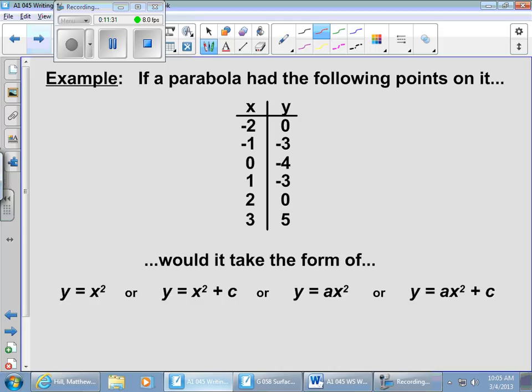Let's look at another set of points here. Okay, if a parabola had the following points on it, would it take the form of y equals x squared, y equals x squared plus c, y equals ax squared, or y equals ax squared plus c? Well, let's walk through the same steps again. The first thing we're going to check for is to see if it has a vertical shift of some kind.